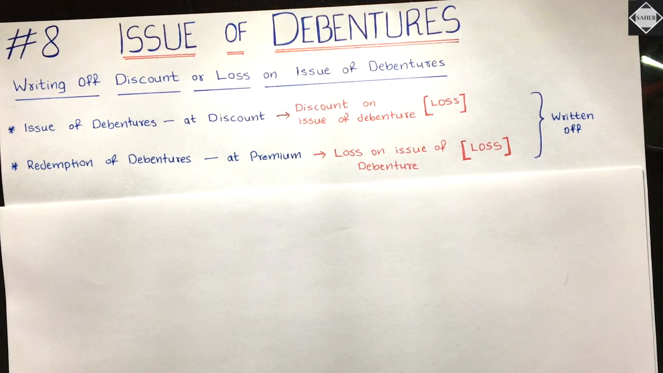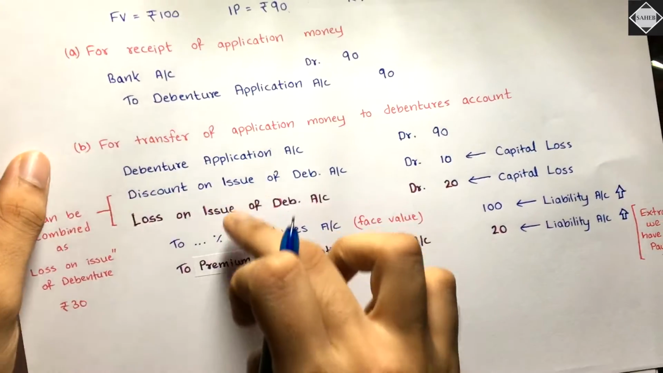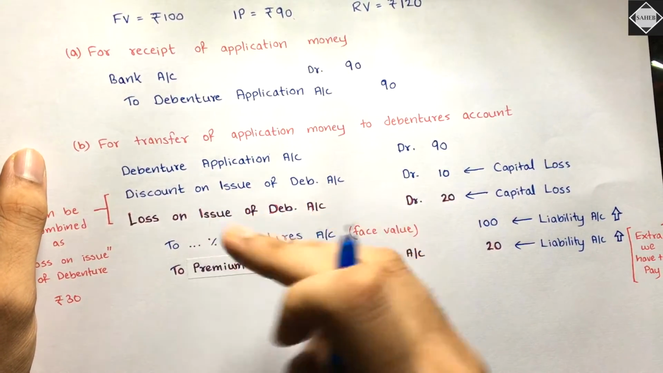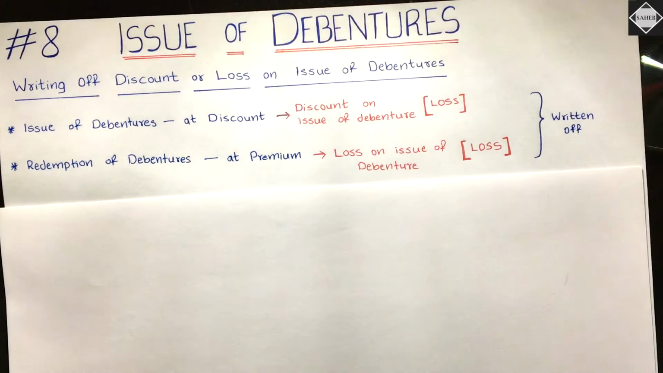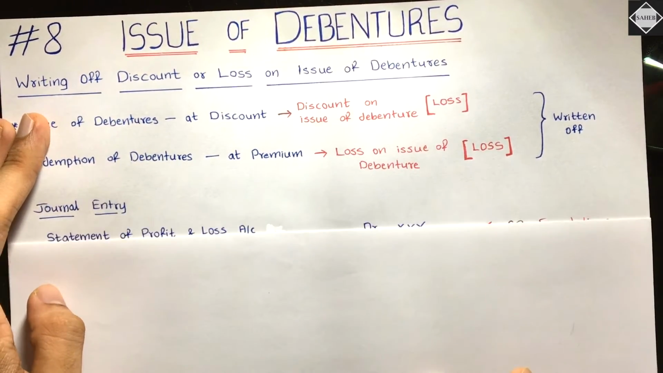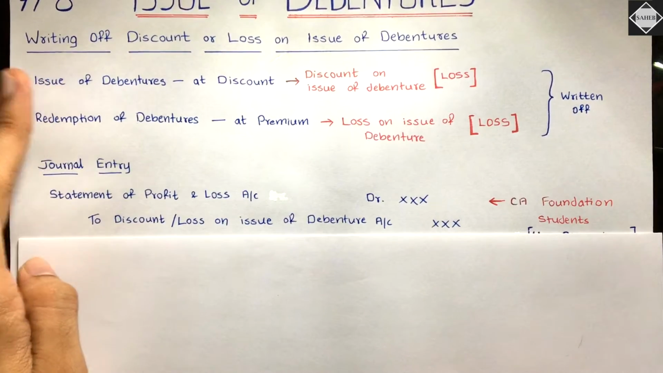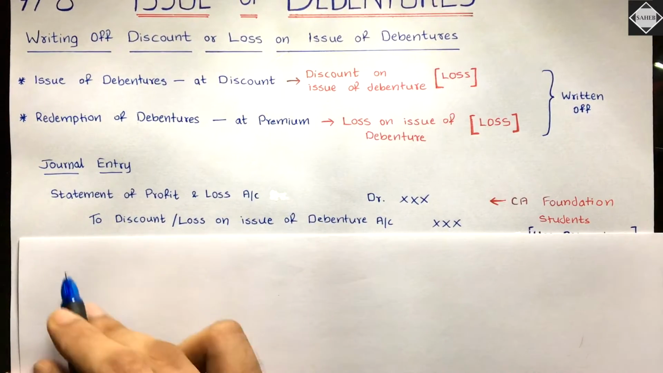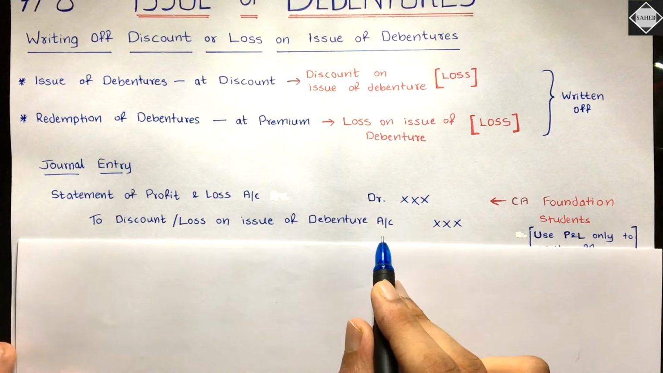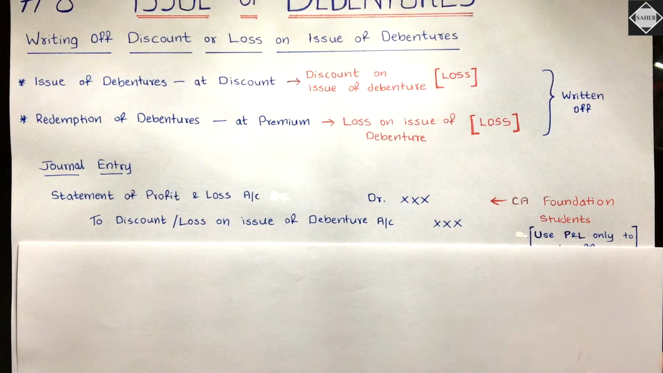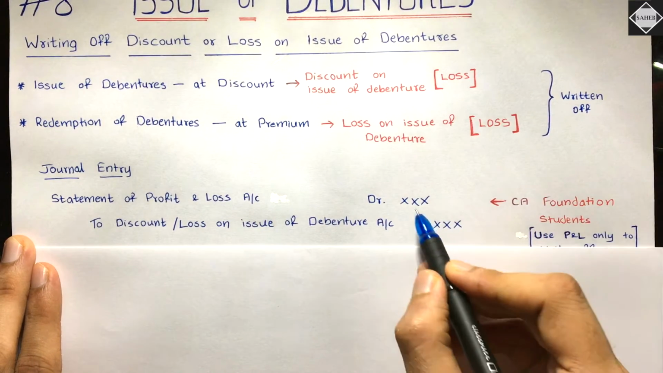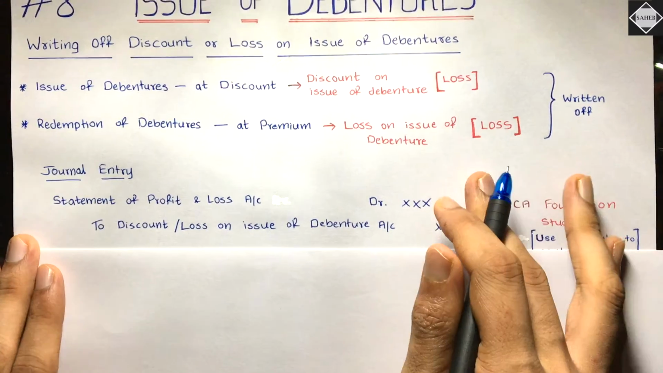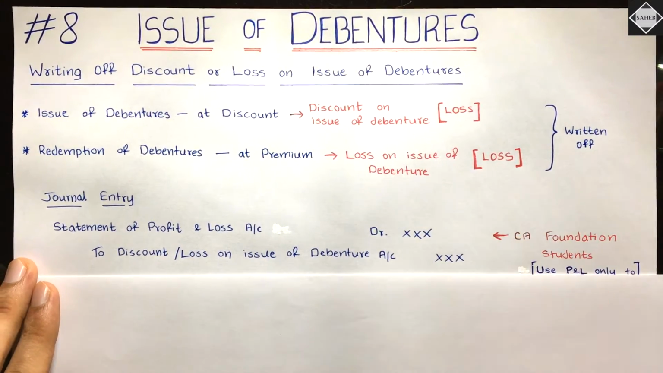First this will be recorded by debiting it, and then you will have to credit this to cancel. So what kind of journal entry will you pass? You will pass the journal entry like this: statement of profit and loss account debit to discount or loss on issue of debenture account. Whatever the calculation is, you will do that calculation and come to know how much you have to write off in the current year. That amount you will take over here. Is it clear?